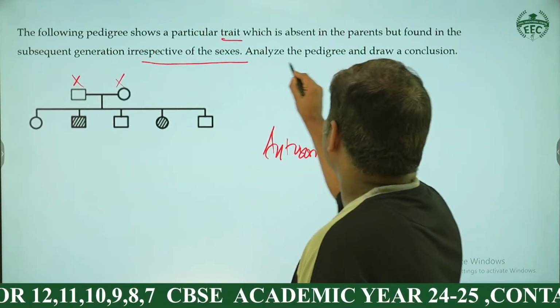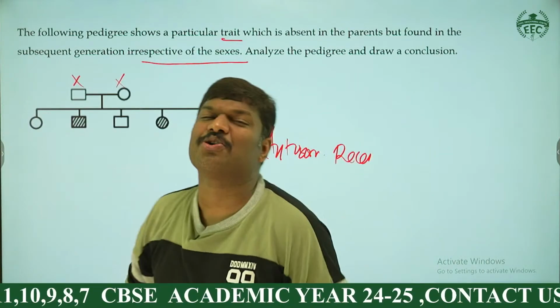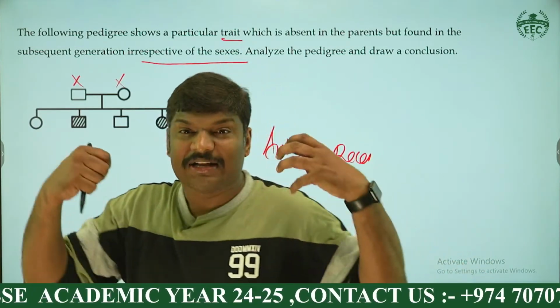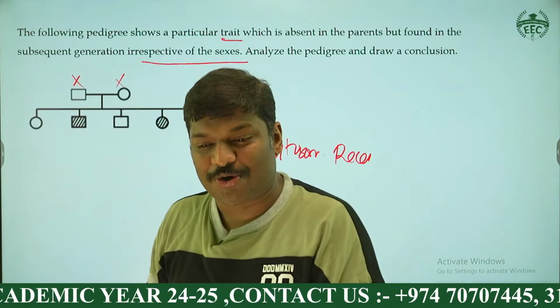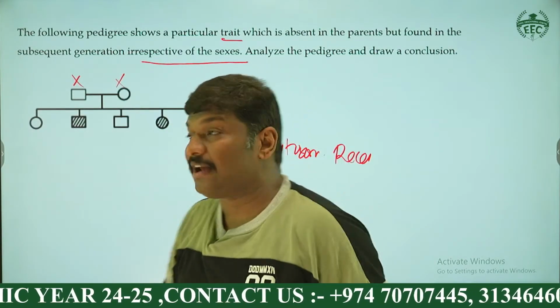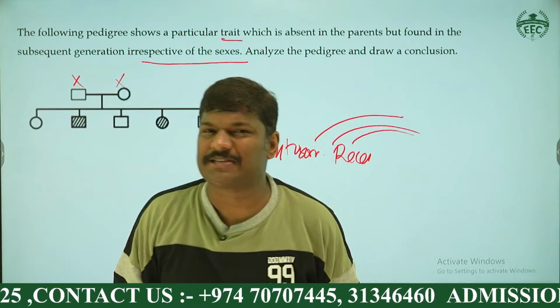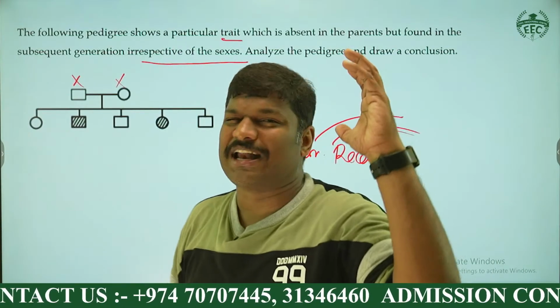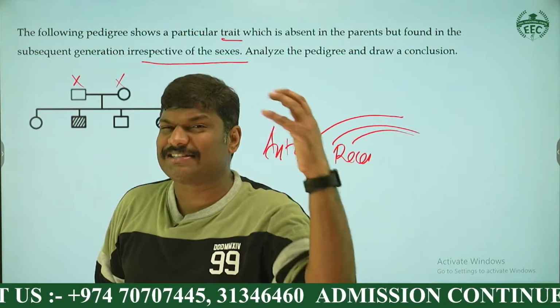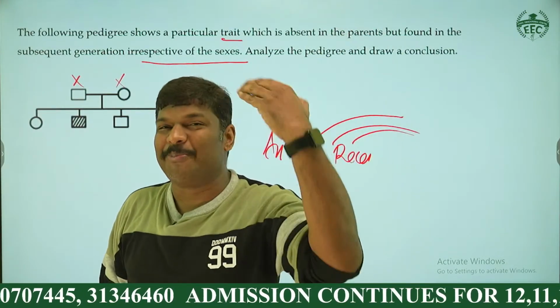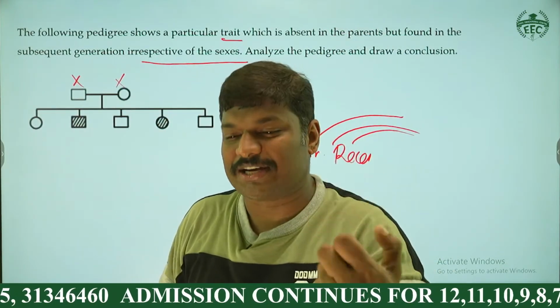Okay, and here analyze the pedigree and draw a conclusion. This is the conclusion, my dear students. What is that? The trait which is depicted in this question is autosomal as well as recessive. And along with that, you can write some examples of autosomal recessive disorders, my dear student. You already studied PKU, the phenylketonuria, sickle cell anemia, and thalassemia, which are the 3 autosomal recessive disorders you studied.